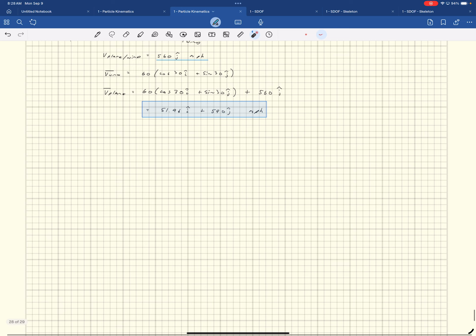I'm going to leave it like that. Technically, it asks for the ground speed and course, which is the angle off the north. I'm not going to do that. This is basically it.